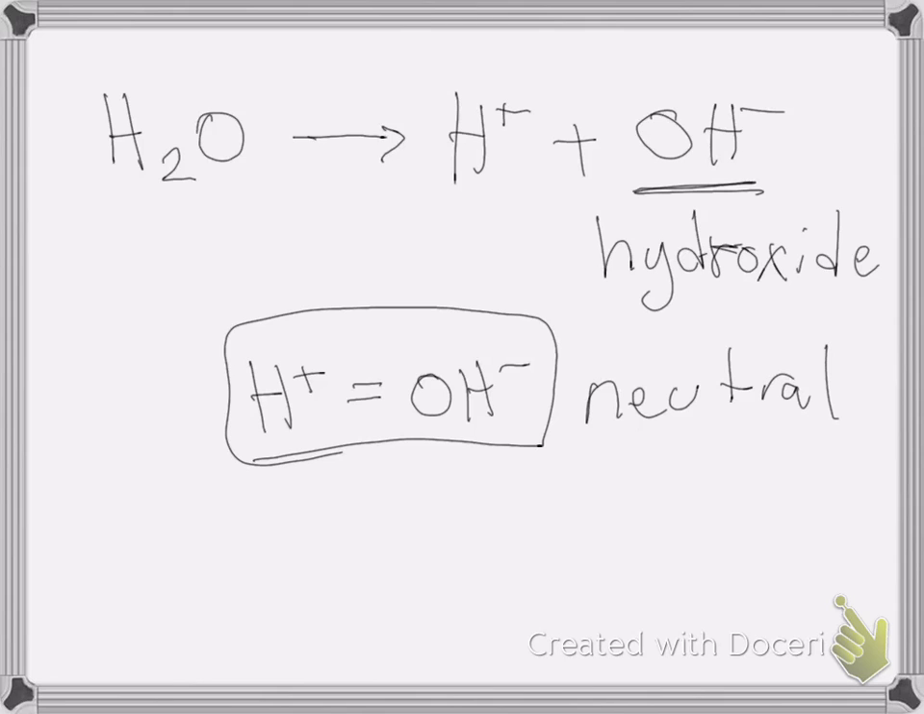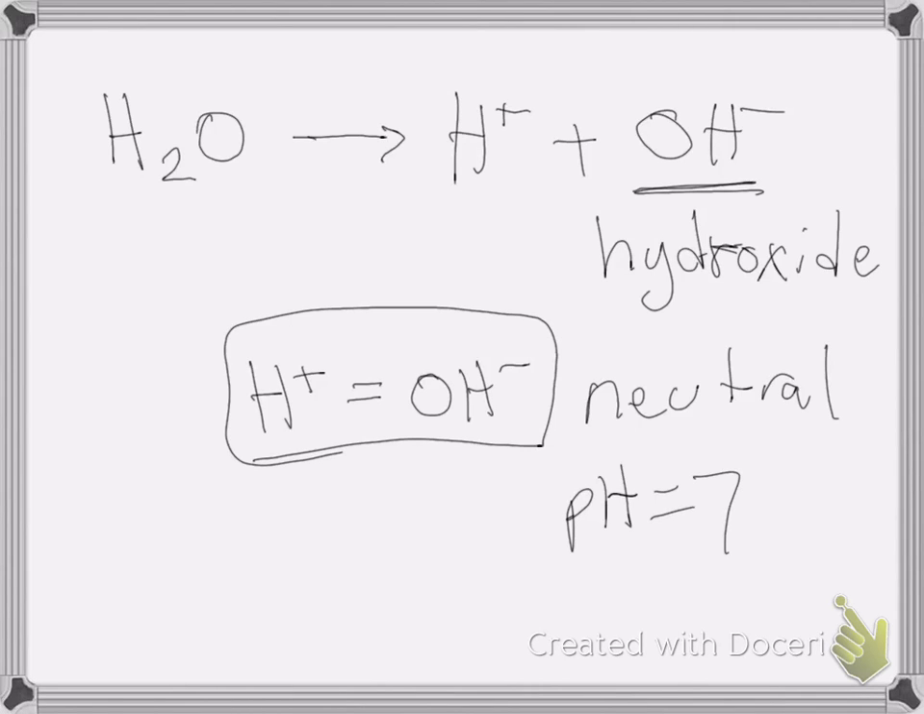A solution is neutral in pH if it has exactly the same hydrogen and hydroxyl ions. Okay, that's our chemical definition of what's neutral. Now, if I measured that, what pH value would I get? Does everybody know what neutral pH value is? 7. You've heard that before. Okay, so we know that a neutral pH is 7.